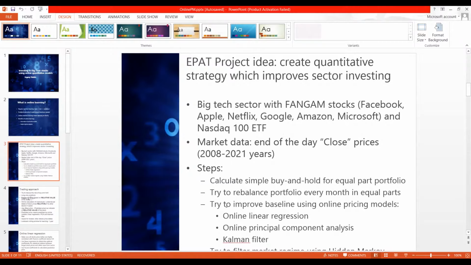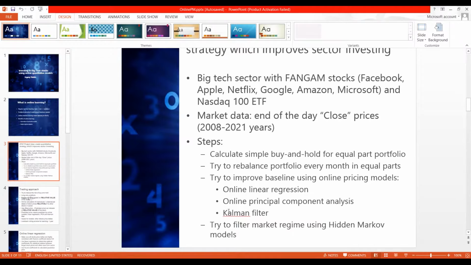And I performed the following steps. I calculated simple buy and hold, rebalanced every month in equal parts, which means an equal part for each stock, and tried to improve this baseline using some online pricing models. I experimented with online linear regression, online principal component analysis, Kalman filter, and also tried to filter out market regime using hidden Markov models to improve the performance of the built models.